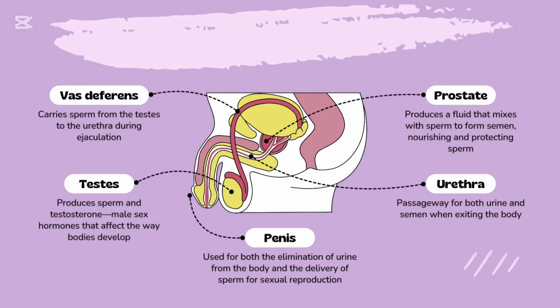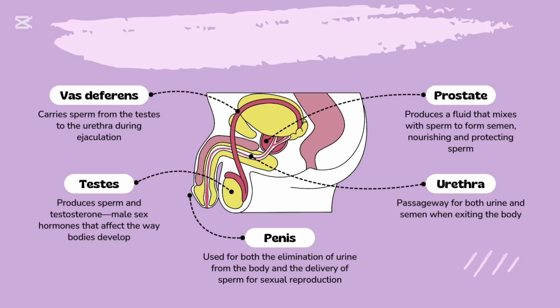Sperm production and fertilization. 1. Sperm development. Millions of sperm are produced daily, but only a fraction survive the journey to fertilization. Healthy sperm are characterized by strong motility, proper morphology, and viability. 2. Pathway to fertilization. During ejaculation, sperm travels through the vas deferens, mixes with seminal fluid, and is propelled through the urethra. Upon reaching the female reproductive tract, sperm undergo capacitation, preparing them for fertilization.